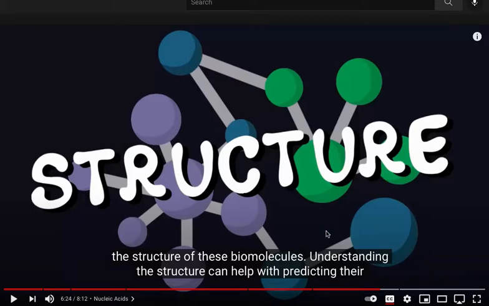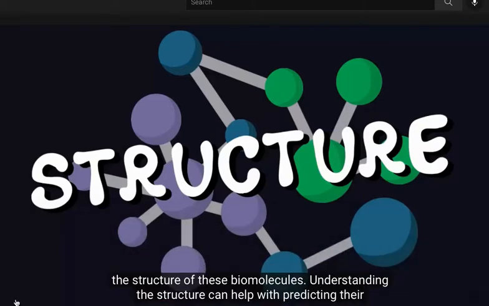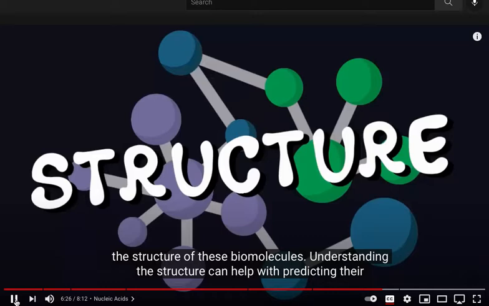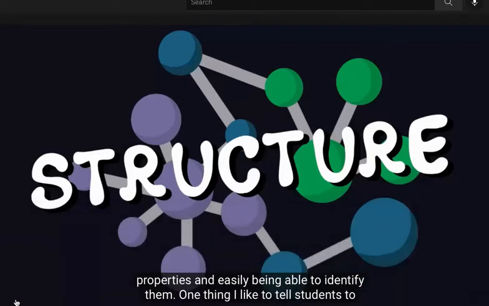For just a little bit of structure, and this is from the Amoeba Sisters. They have a great way of remembering what type of elements are found in each type of macromolecule. Understanding the structure can help with predicting their properties and easily being able to identify them.